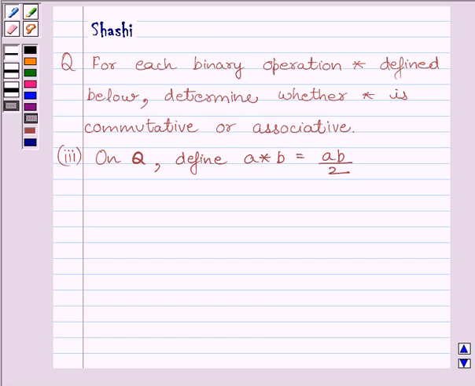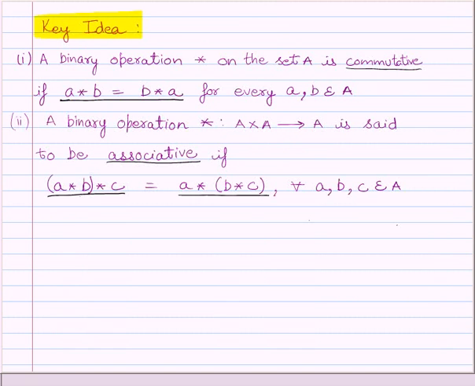Question is, for each binary operation star defined below, determine whether star is commutative or associative. Third part is, on Q, where Q is the set of all rational numbers, define A star B is equal to AB upon 2. First of all, let us understand the key idea to solve the given question.